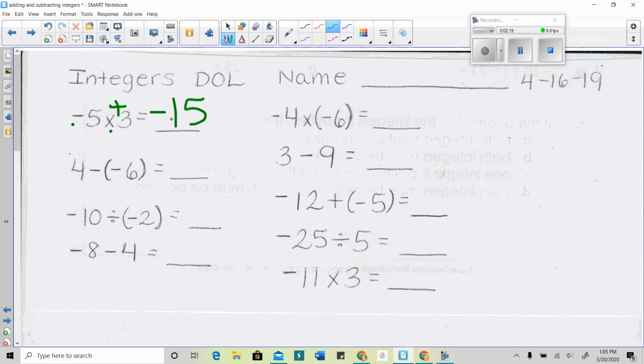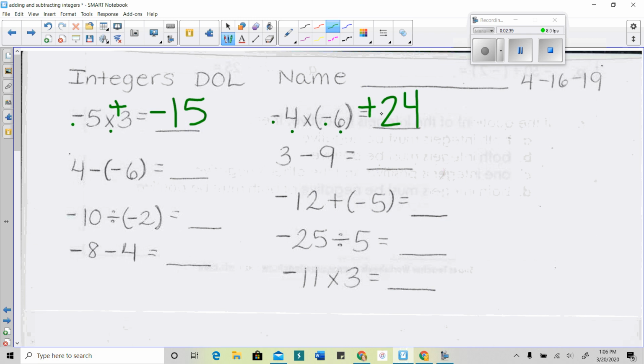Okay, so now we're going to go to this next problem on the right. So I've got 4 times 6. 4 times 6 is 24. But this time, the two signs are the same. So I've got a negative times another negative. And two negatives make a positive. So those are going to go together to make positive 24.